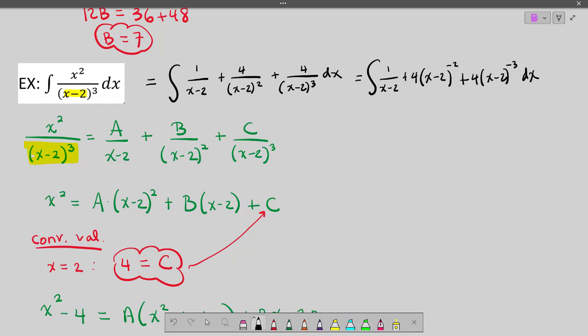So now it's in an integrable form. And so our first one, natural log, absolute denominator. Let's get our coefficients right here. Let's see. Add 1 to the exponent. We get a negative 1. Divide by that negative exponent. So we're going to get negative 4. And that's going to be a negative 1 exponent on the x minus 2. So we could just do that.